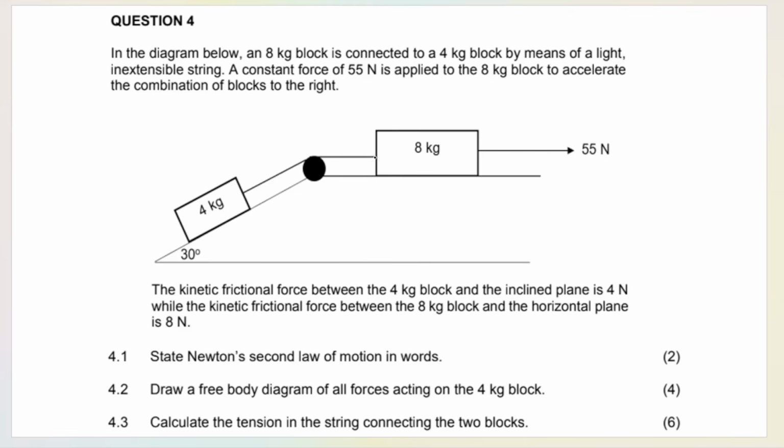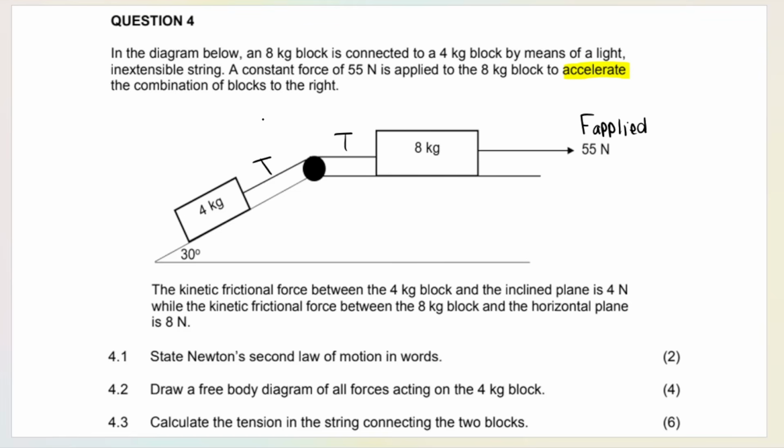And we should know that when two objects are connected, first things first, there will be a tension force in this rope. They say that there's a constant force of 55 Newton applied to the 8 kilogram block to accelerate, there's a keyword, accelerate the combination of blocks to the right. So this is our force applied of 55 Newton acting to the right.